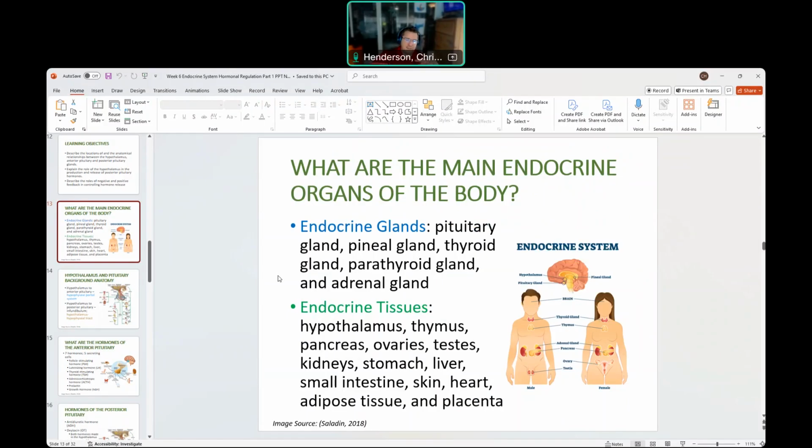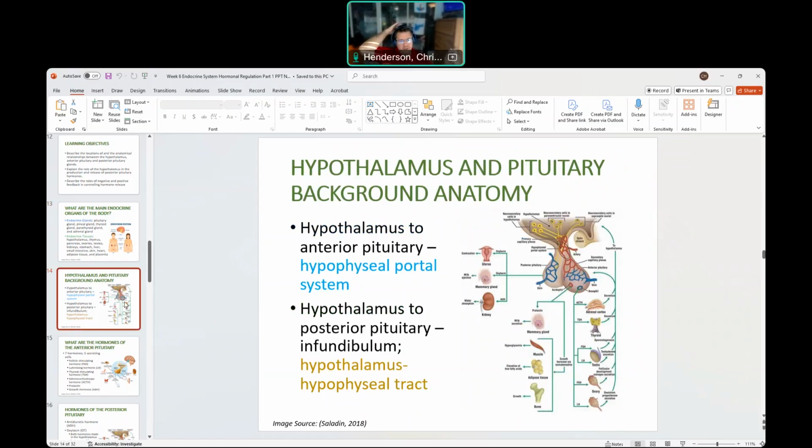And we have endocrine tissues that you should be aware of, and you should know all of the endocrine hormones that are secreted in here. You should know all of those hormones and what they do. Then you should make a list. What are the hypothalamic hormones? What are the pituitary hormones?